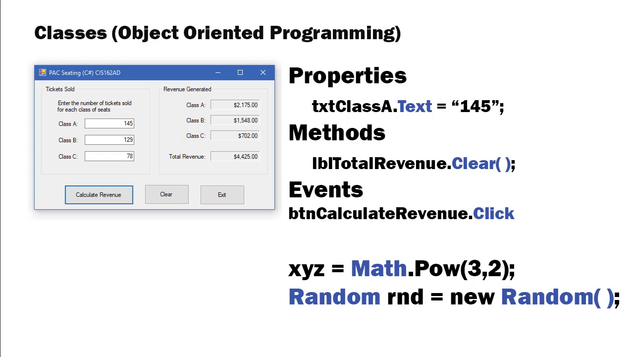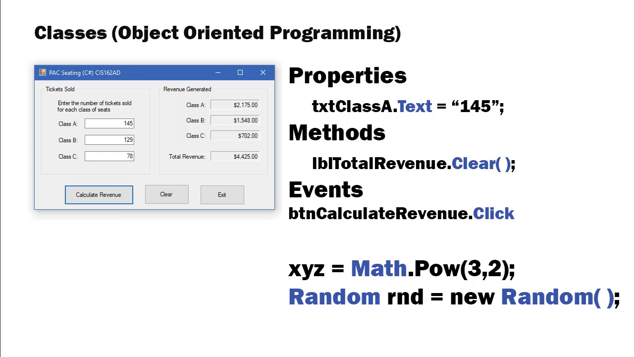So we've used properties in our code, such as if we have a text box named txtClassA and we want to set the text to 145, we can do that in code. We're changing the text property. Same way in code, we can issue a method call. So lblTotalRevenue, if we want to clear the text of that label, we can issue the Clear method. And then of course we've used events along the way as we've programmed and tied our interface to our code. So we might code for the btnCalculateRevenue click event.